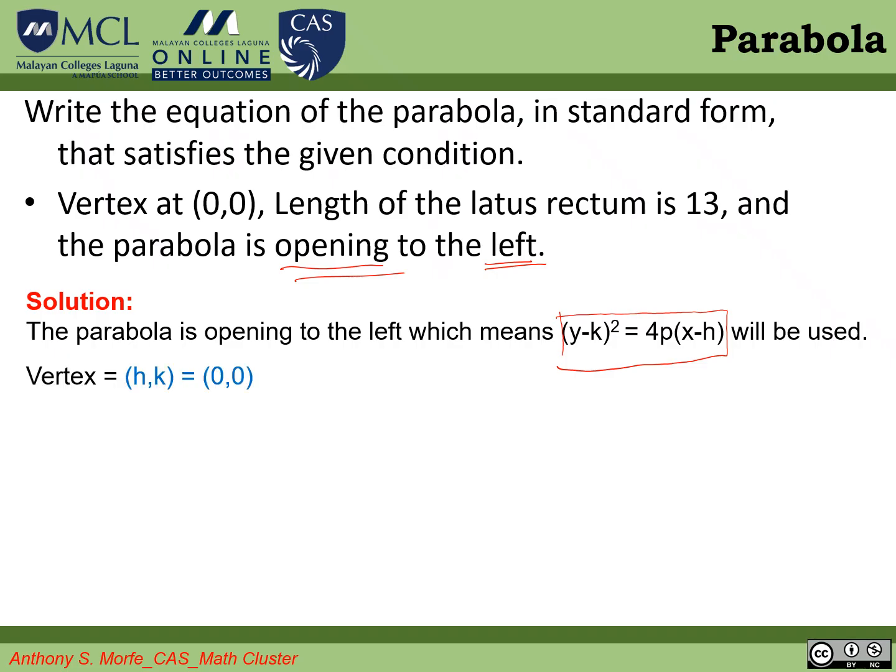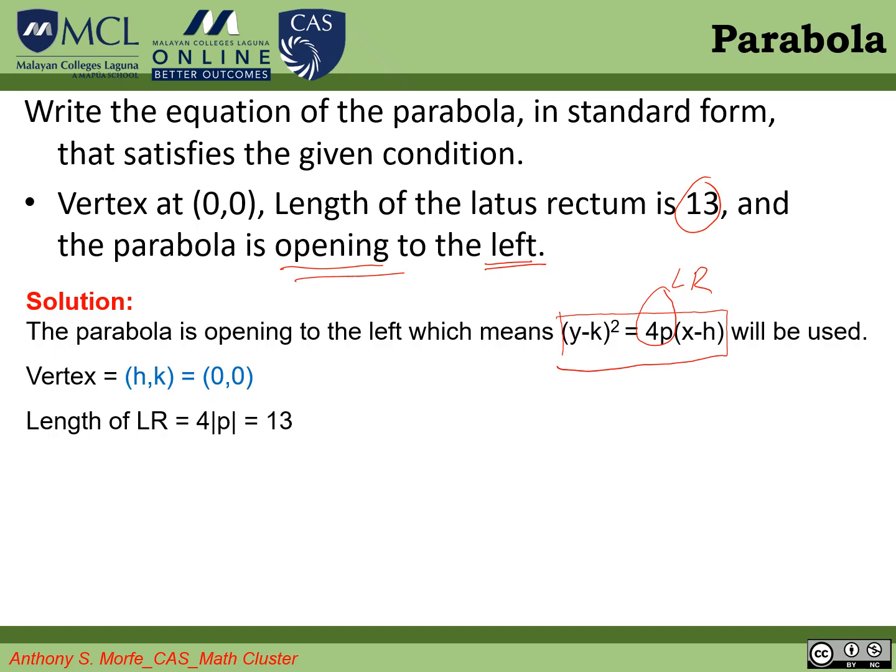So the vertex is at (0, 0), then we are given the length of the latus rectum. The formula is, this is given, length of the latus rectum, LR, equal to 13. So what is the latus rectum? The latus rectum is just this one. This is our LR, latus rectum. But we take P as the absolute value. So the length of the latus rectum formula, class, you have to remember this.